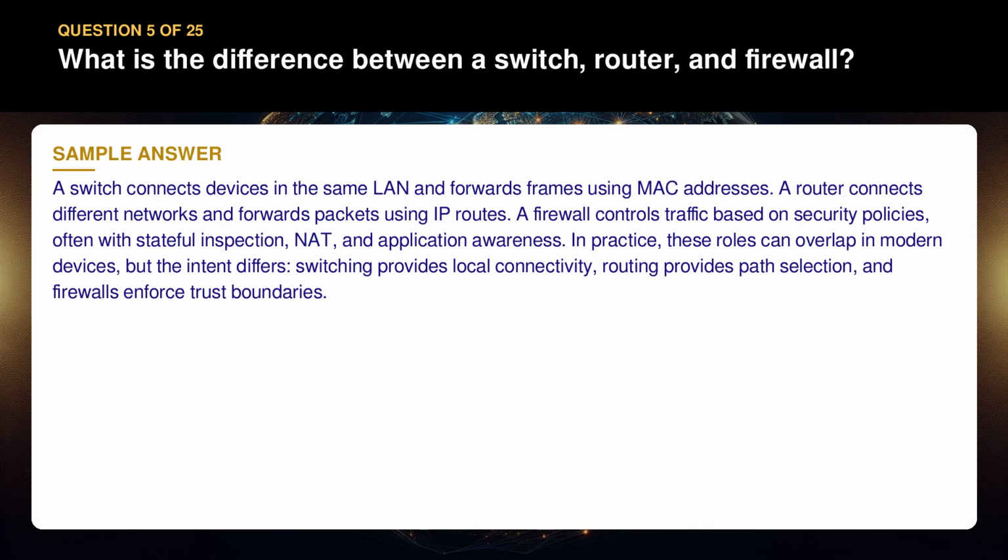In practice, these roles can overlap in modern devices, but the intent differs. Switching provides local connectivity, routing provides path selection, and firewalls enforce trust boundaries.